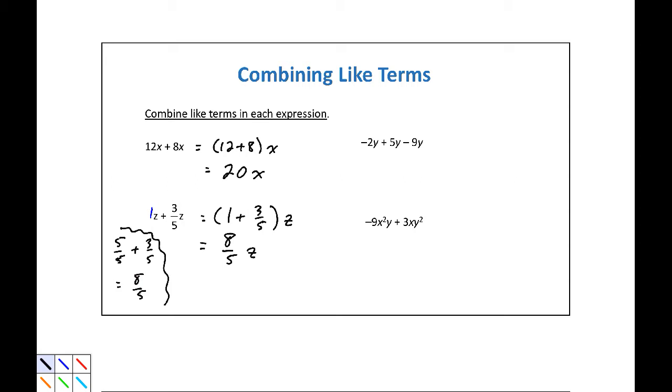My next example, I have negative 2y plus 5y minus 9y. Well, all of those have a y in them, so I'm going to write this as being equivalent to negative 2 plus 5 minus 9, close parentheses, and multiply that by y. So we'll say negative 2 plus 5 minus 9. Well, negative 2 and 5 is 3. 3 minus 9 is negative 6. This becomes negative 6y.